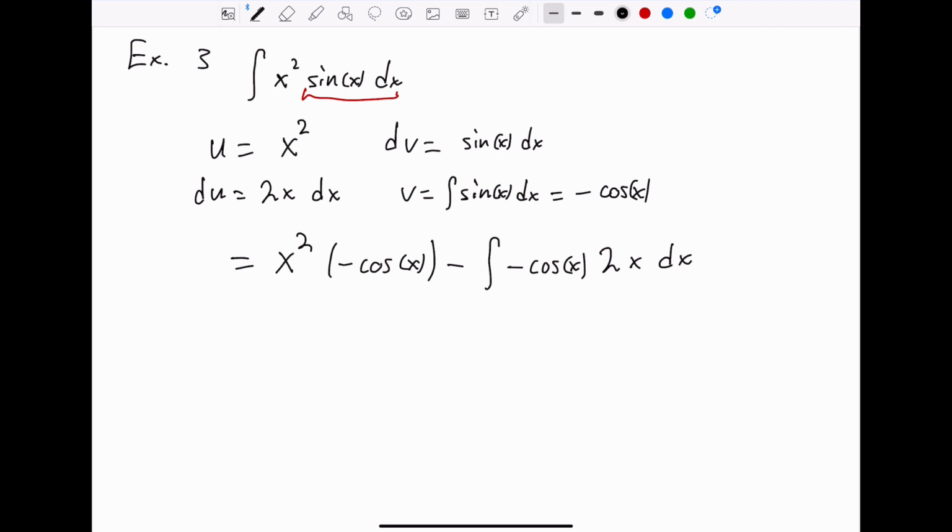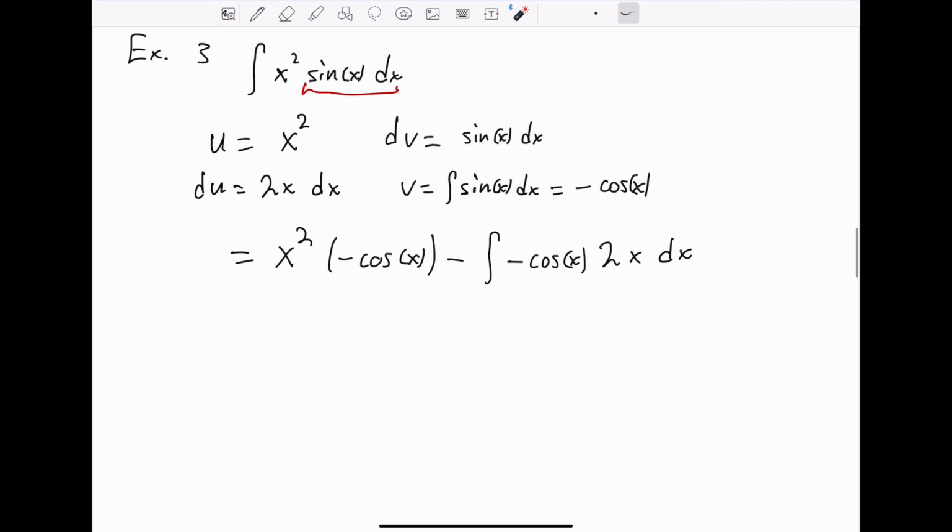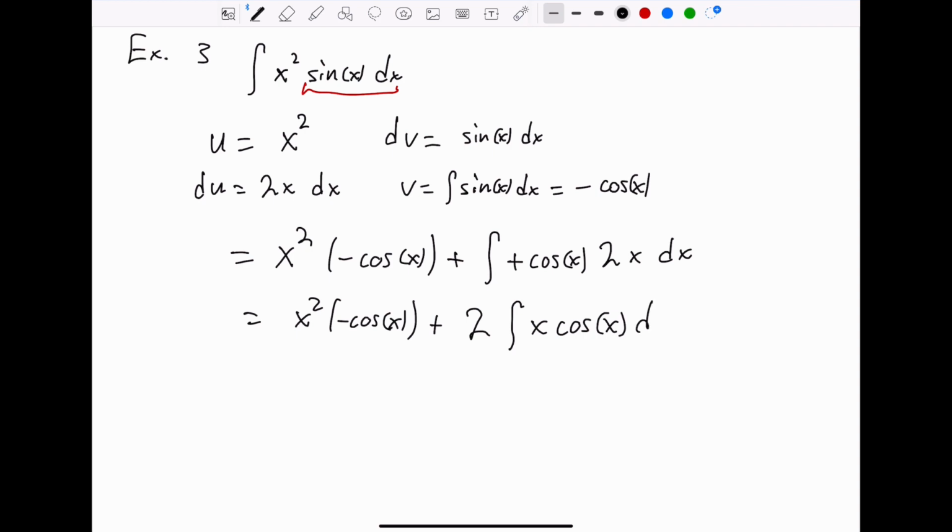All right, now this integral that we have, I have negative, negative, so let's convert that to be positive. And this 2 is a constant factor that I can bring out in front of the integral. So our expression becomes x squared times negative cosine of x plus 2 times the integral. And for me, I like to write the x at the start of the integral. So I took the 2 out front, and I'll write x times cosine of x dx. Before we're finished with the problem, we need to solve this integral.